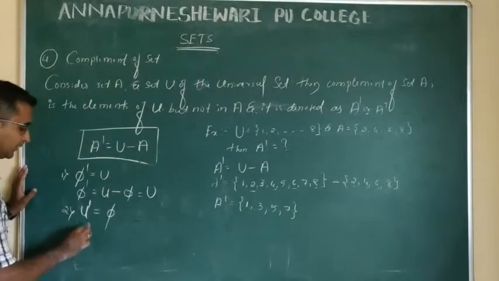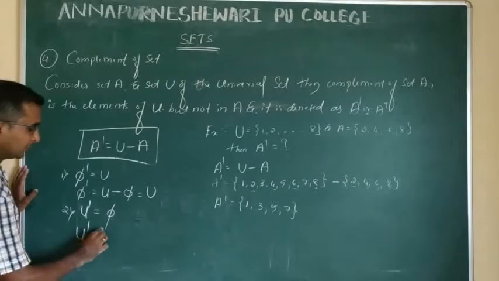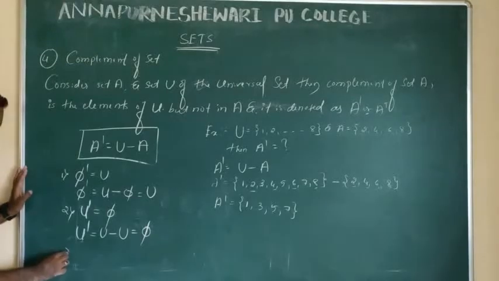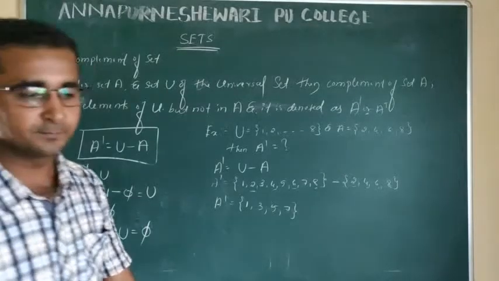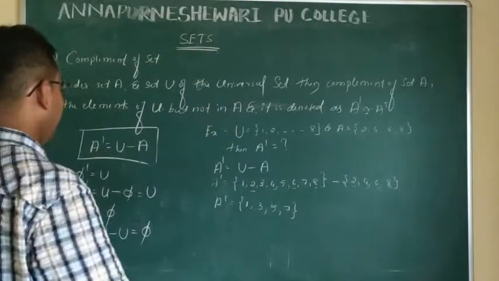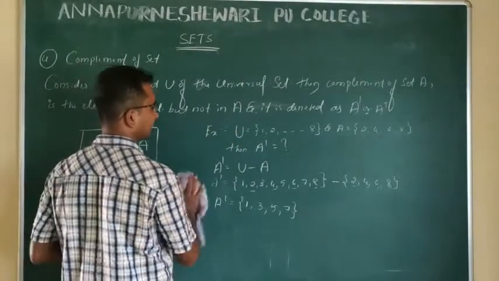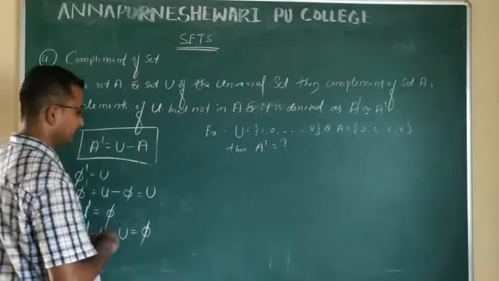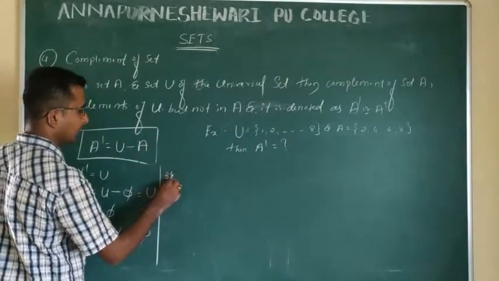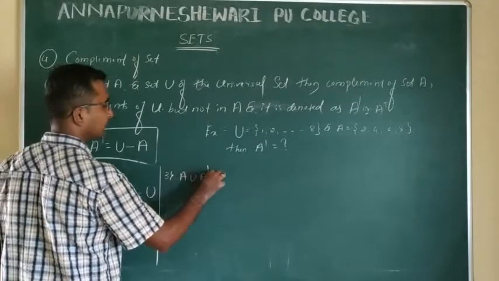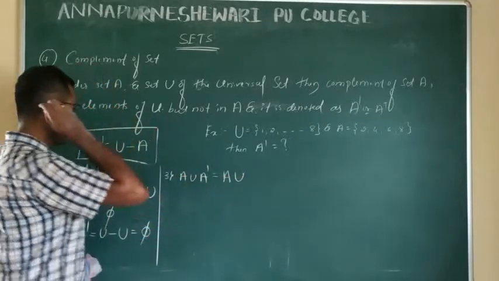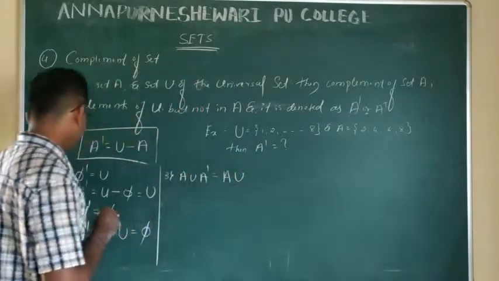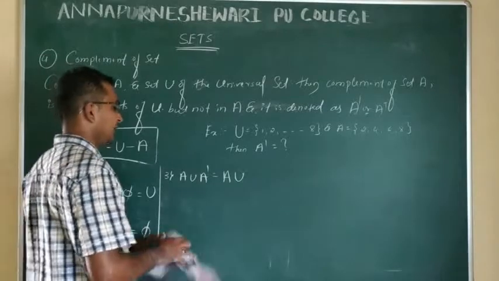How is U dash phi? U dash is nothing but U minus U. That is again what you get, phi. The third one I will write here: A union A dash. So A union, what is A dash? A dash is nothing but U minus A.